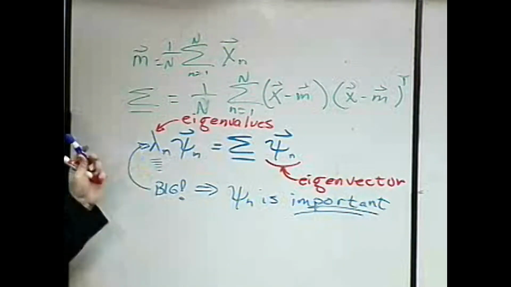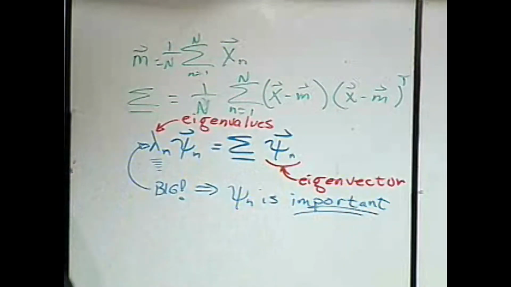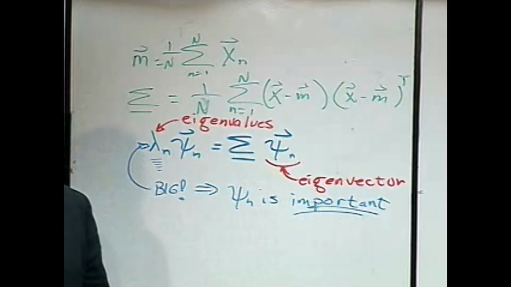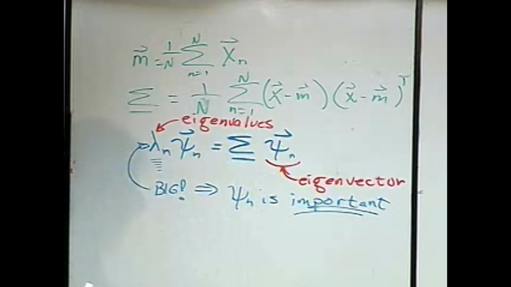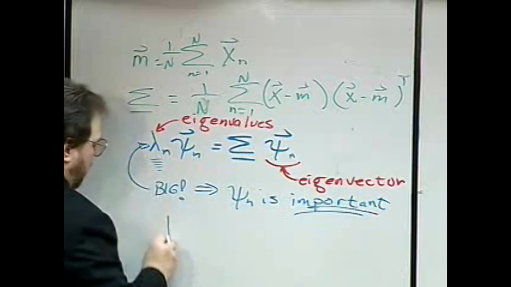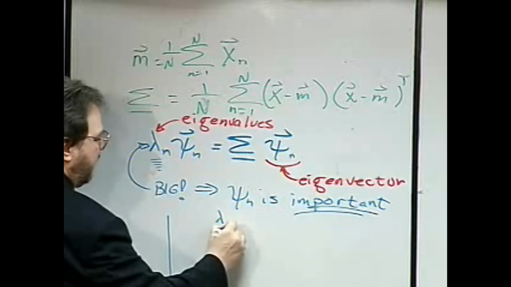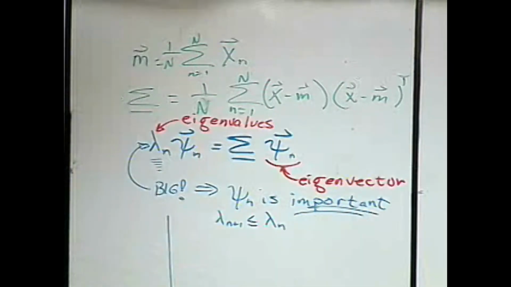Now typically what will happen again is the following. Lambda tells us how much this eigenvector is amplified. Lambda sub n is the amplification of the vector. For example, if lambda sub n is 0, then it's amplified by 0, so nothing comes out. If it's a really big number, it means it's amplified a lot. The lambda n's are typically organized so that lambda n plus 1 is less than or equal to lambda sub n, so they're organized in decreasing magnitude.